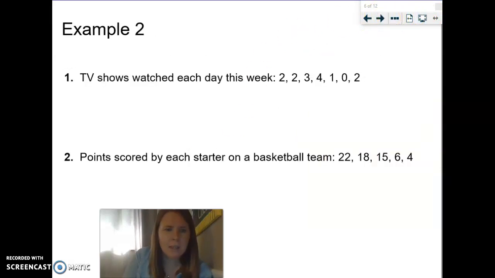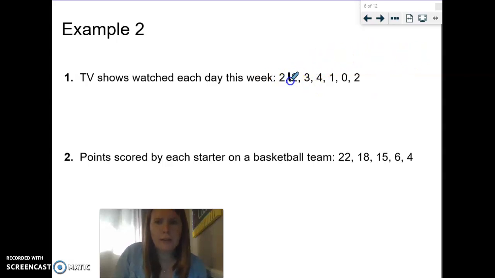All right, so example 2, we're going to do kind of the same thing. We are going to be looking at finding your average. So it says 2 TV shows watched each day this week. So how many TV shows did you watch? So maybe on Monday you watched 2, Tuesday you watched 2, you know, so on and so forth.